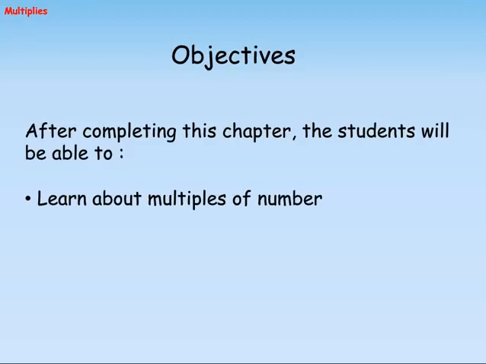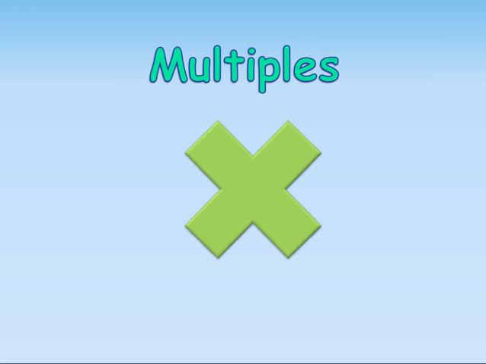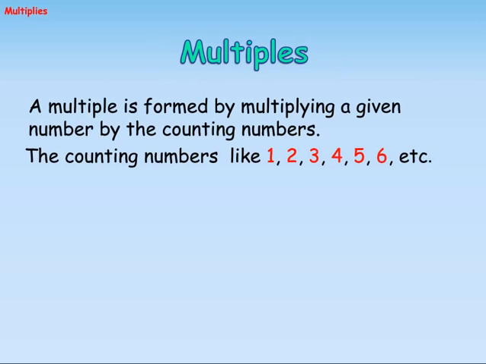Objectives. After completing this chapter, the students will be able to learn about multiples of a number. Multiples. A multiple is formed by multiplying a given number by the counting numbers, like 1, 2, 3, 4, 5, 6, etc.